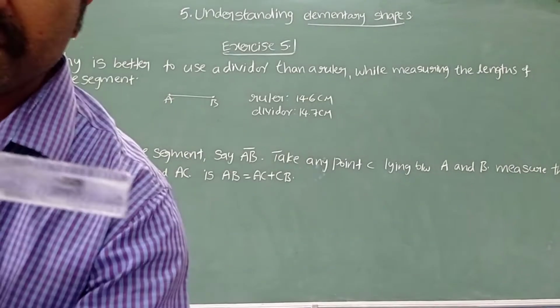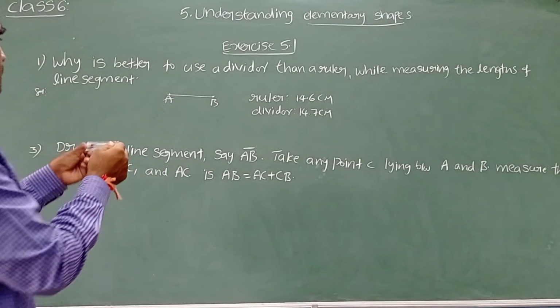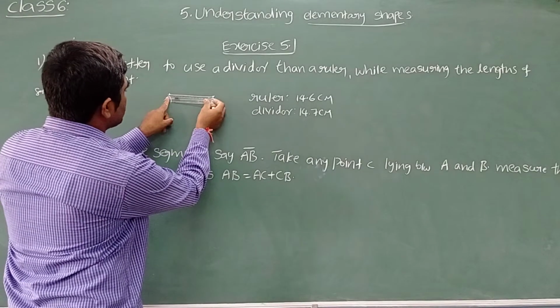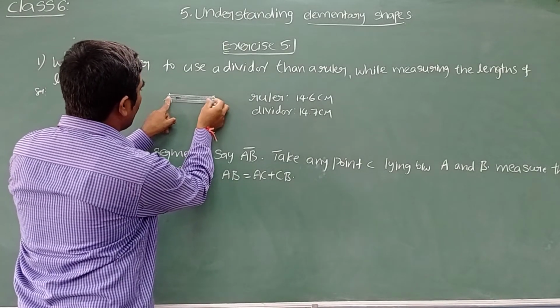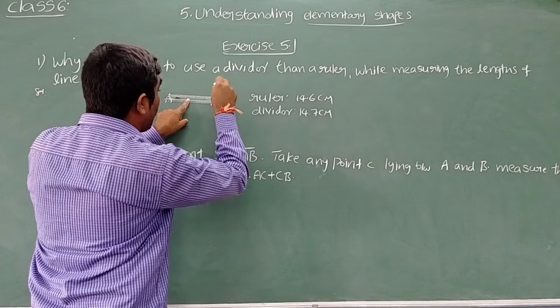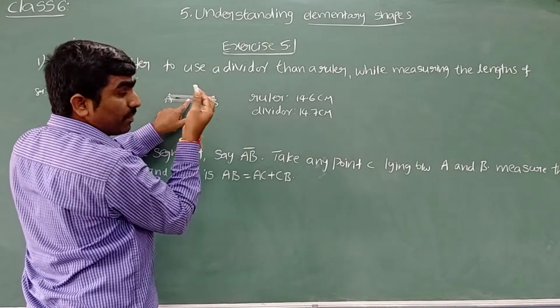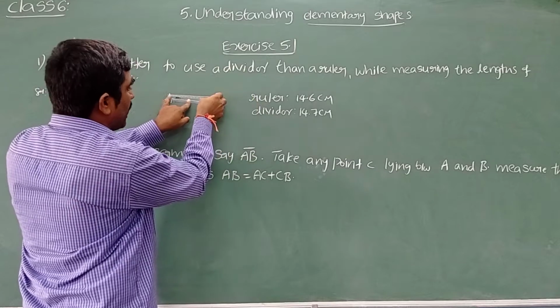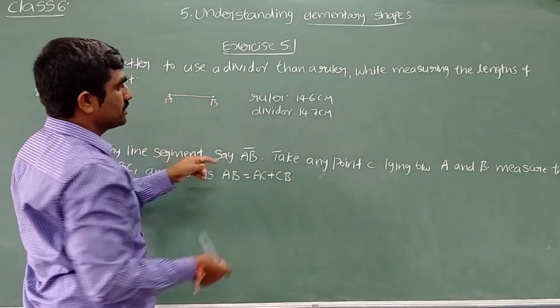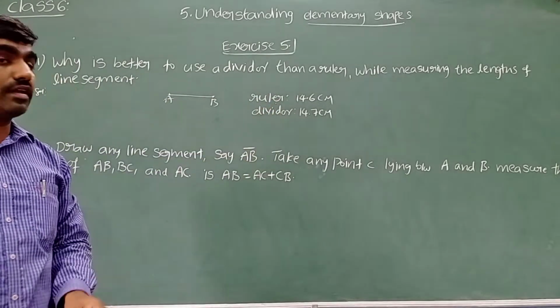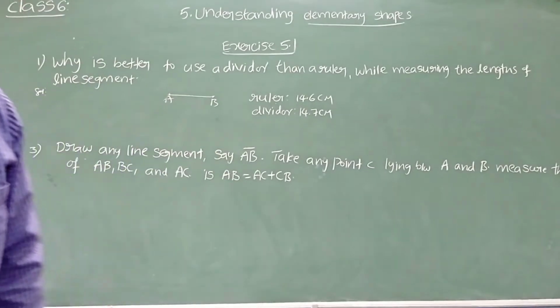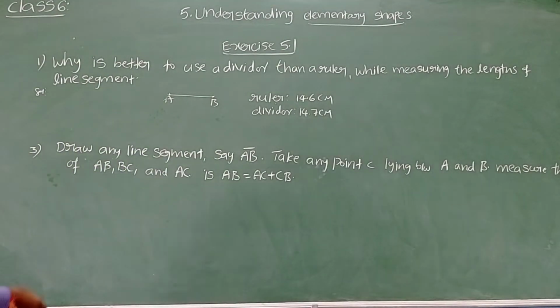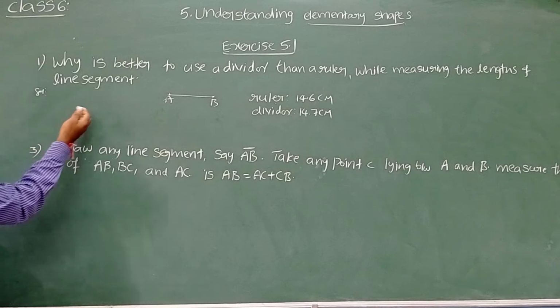See, there is a problem with measuring with the scale. Maybe the scale position will change here and there, or there is a problem with keeping the point. It is not very sharp, so there is a problem with the angle of view. Because of that, compared to a ruler, the divider will give an accurate measurement.